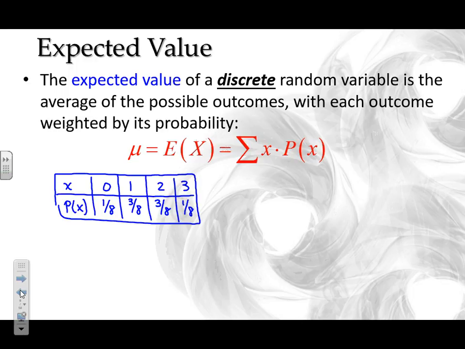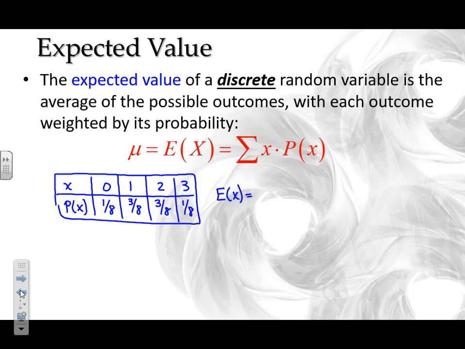Okay, so here was our probability distribution, yes? So x could be 0, 1, 2, or 3. The probability that x was 0 was 1/8. The probability that x was 1 was 3/8, and so on. So if I wanted to use my formula here to calculate the expected value, I'm going to take each specific value of x times its probability and add them all together.